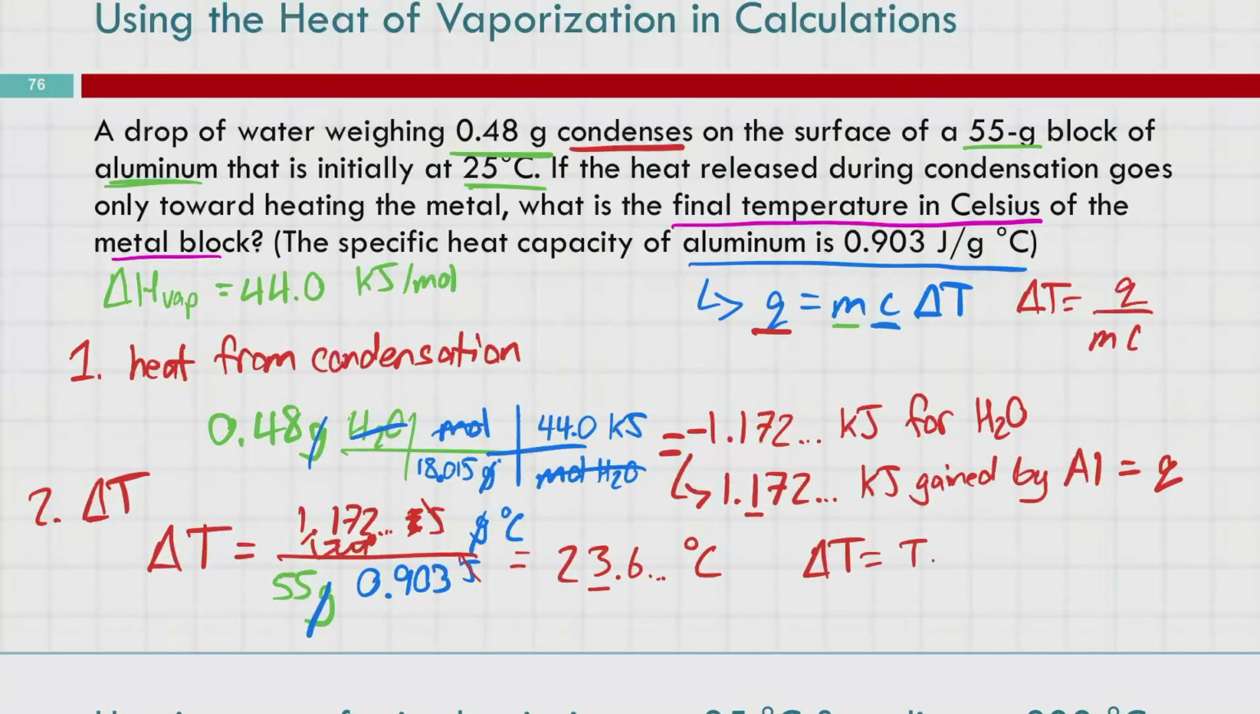Delta T equals TF minus TI. This is the amount of degrees that our temperature increased. Delta T plus TI equals TF. So 23.6 degrees Celsius plus 25 degrees Celsius, and round for 1 decimal place, or sorry, 0 decimal places. This turns into 49 degrees Celsius.